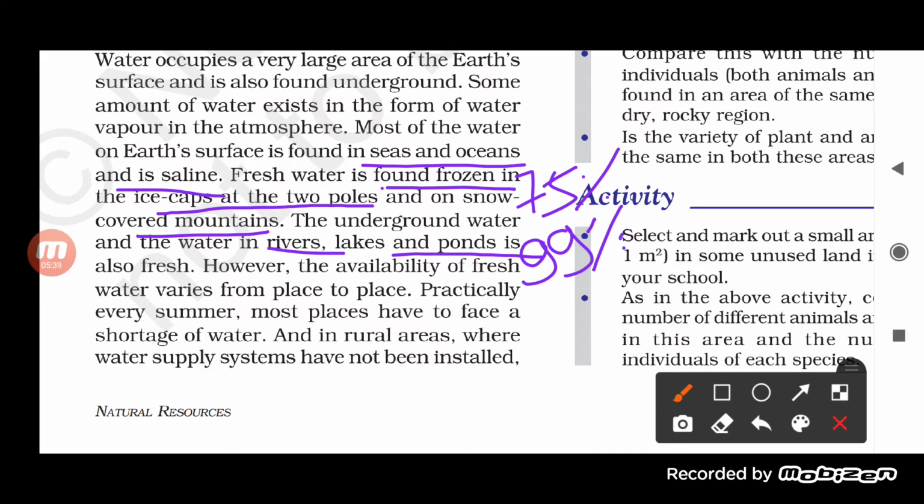There is another reason for this. The first one is the unequal distribution of rainfall. Somewhere rainfall occurs very much, somewhere it occurs very little. So obviously in one place the level of water will be more, and in another it will be less. So this is the reason for the scarcity of water. However, the availability of fresh water varies from place to place. Practically every summer, most places have to face a shortage of water.